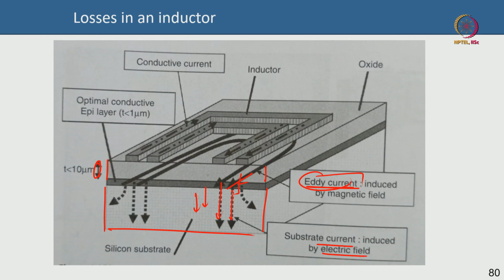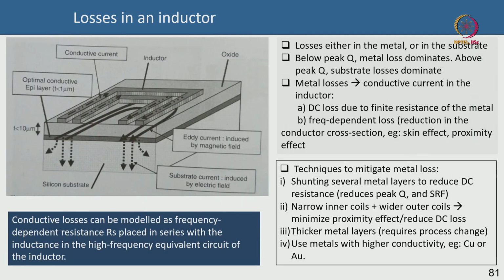Eddy current flows in the ground plane, parallel to the top surface, whereas the substrate current is flowing vertically, because you can think of it like a leaky capacitor. It's a substrate current that is induced by the electric field, okay, and that's a conducting effect, and that's also a pretty bad thing in a way. The compound semiconductor with semi-insulating substrate, this would be much more mitigated or suppressed, okay.